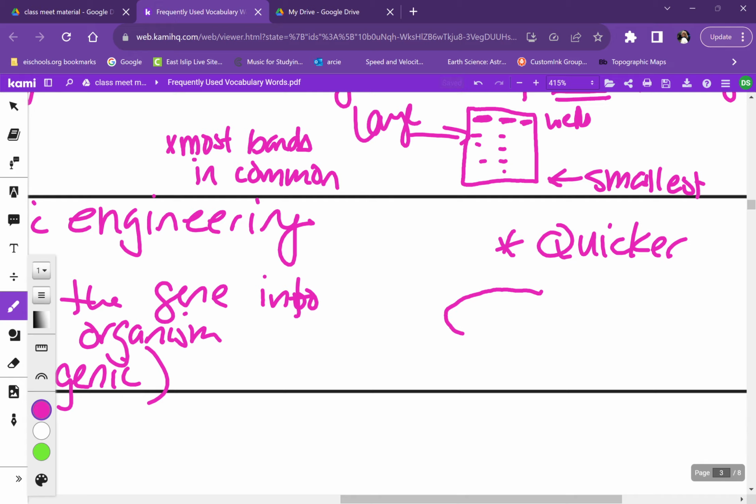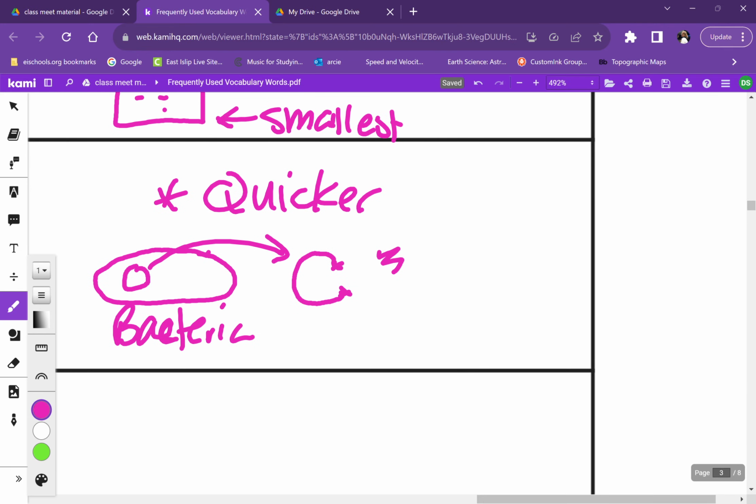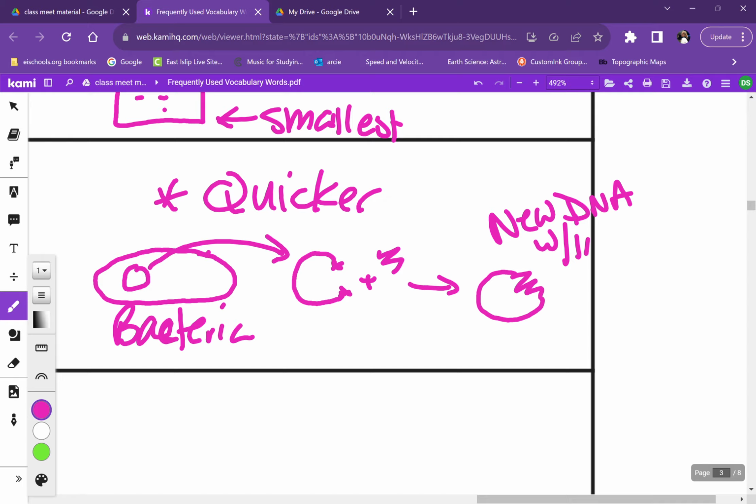So if I were to look at it as bacteria, here's your bacteria. And the bacteria have little rings of DNA. That little ring gets taken out. That little ring gets cut right there. And here's the new gene. Then what you wind up having, that plus that, and then you have this new DNA with inserted gene. And then that goes back into the bacteria.